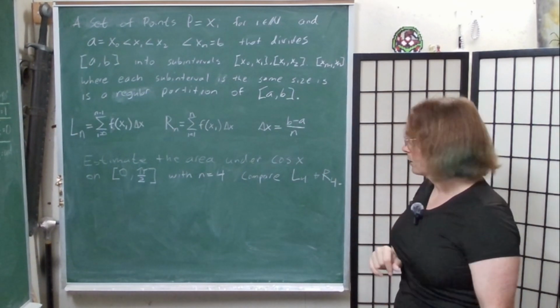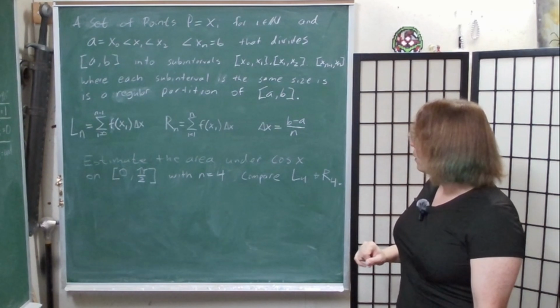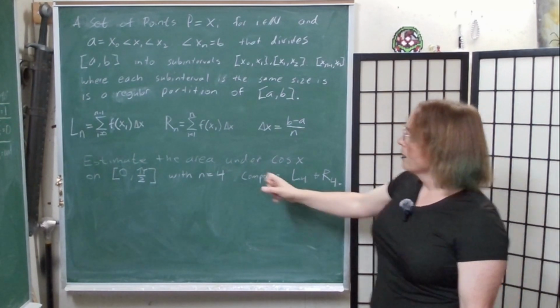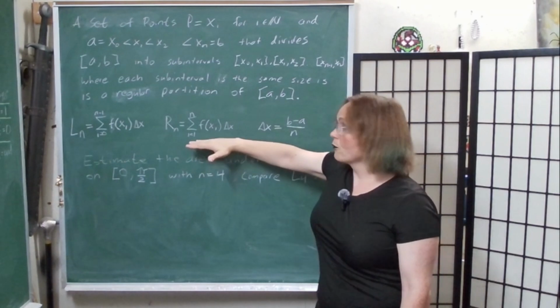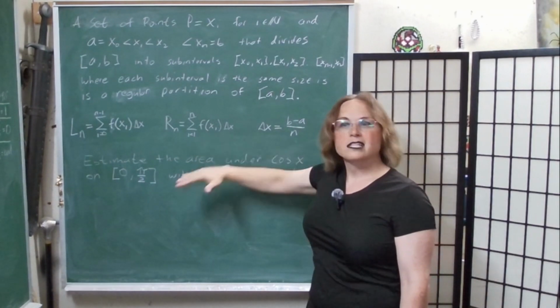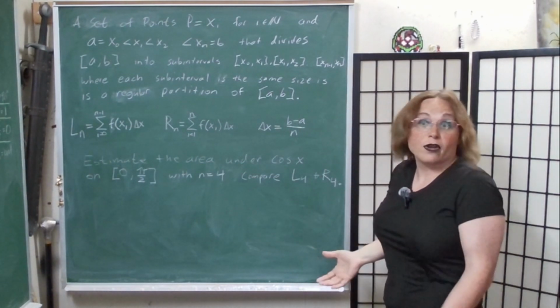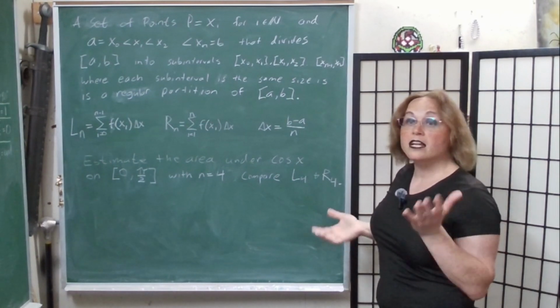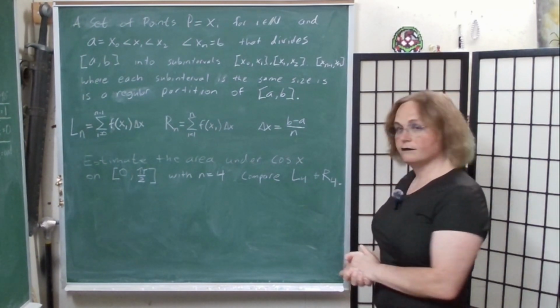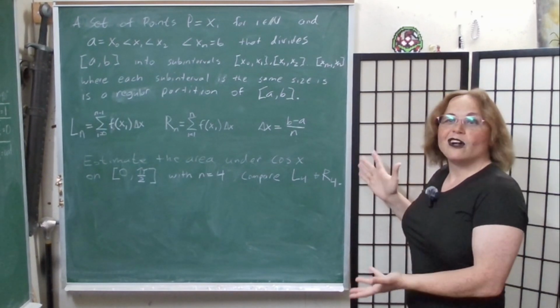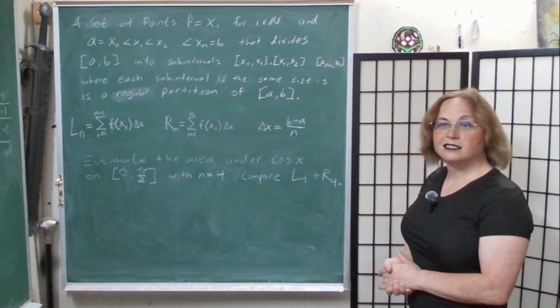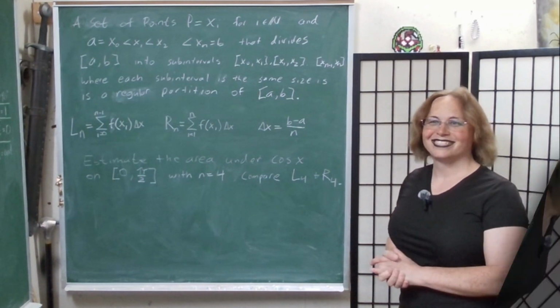Okay? And so the goal here is to compare the left-hand approximation and the right-hand approximation. See how different they are, or if they're different. Sometimes they're not if we have a symmetric graph. So try this on your own, and I'll show you what it looks like in 3, 2, 1.